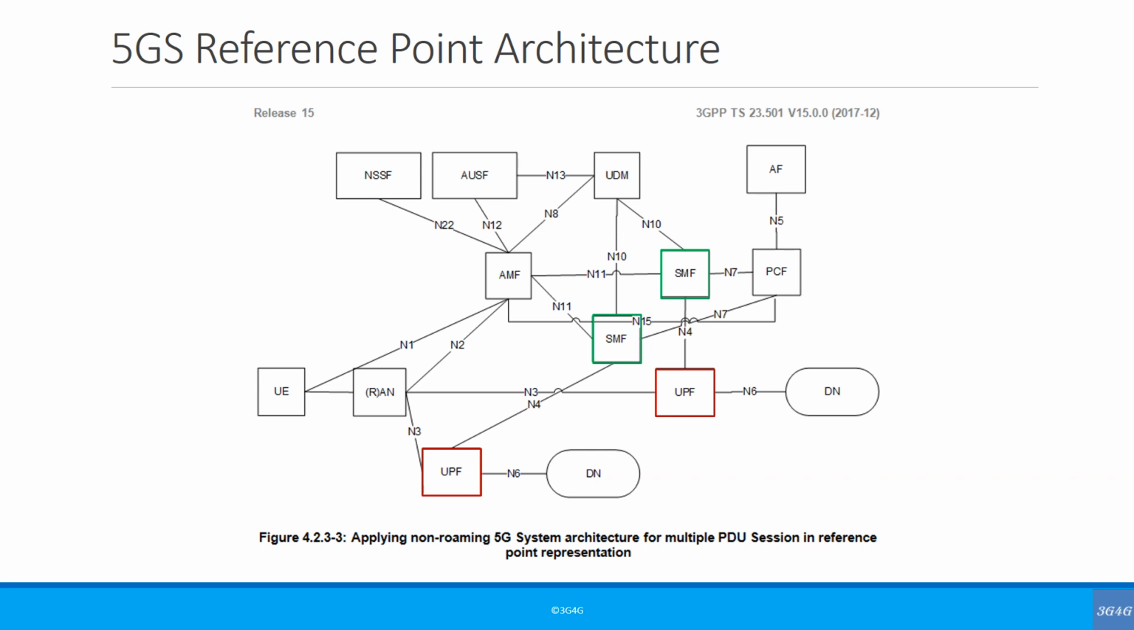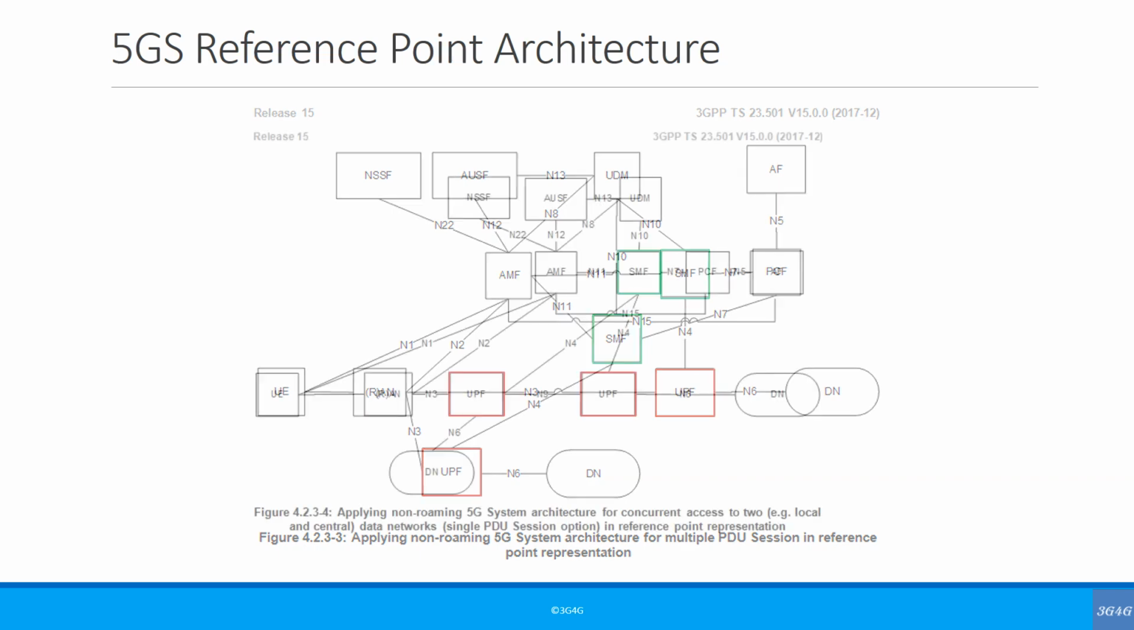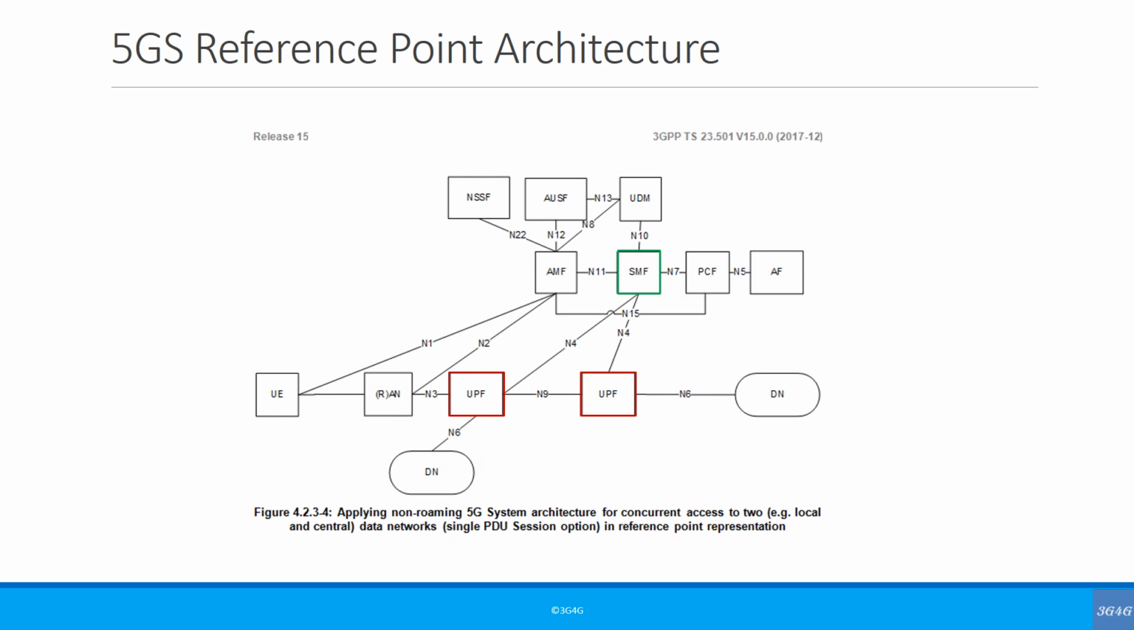Now, this is the 5G system architecture for multiple PDU sessions. Okay, so you have two SMFs and two UPFs here, right? So I've shown SMF using green and the UPF using red. Now, in this one, this is an example of concurrent access to two data networks, for example local and central, using a single PDU session option. So as you can see, you have a single SMF, but you have multiple user plane functions. They're both connecting to the same session management function.